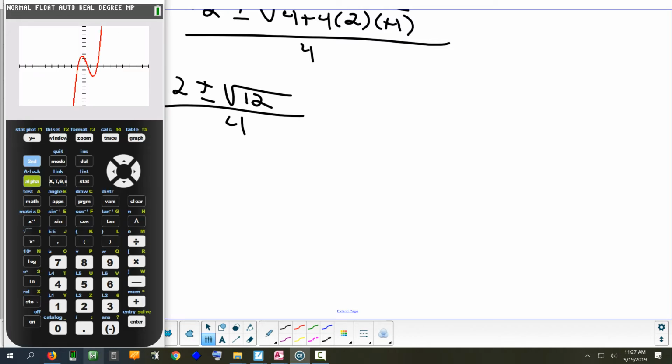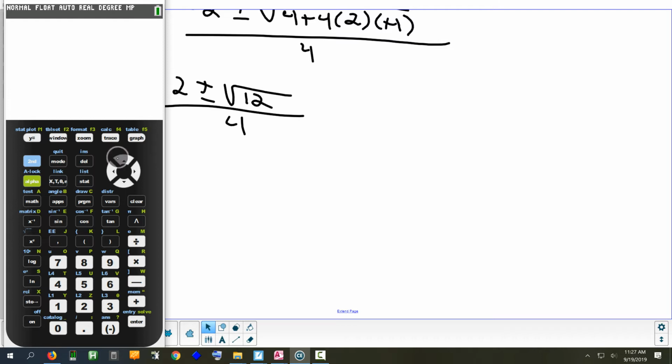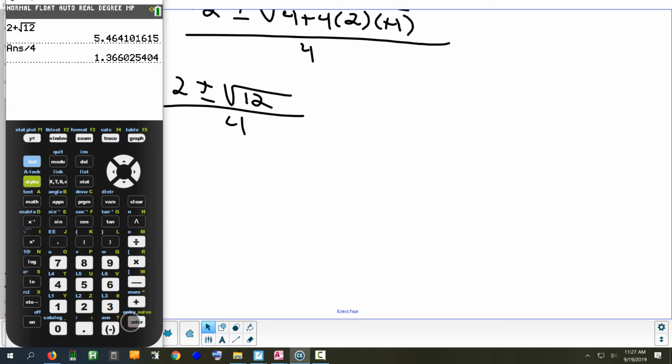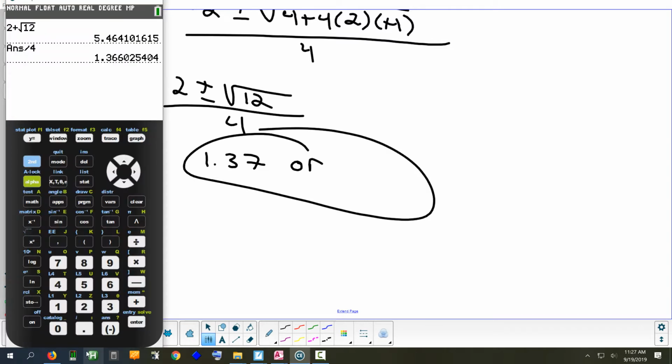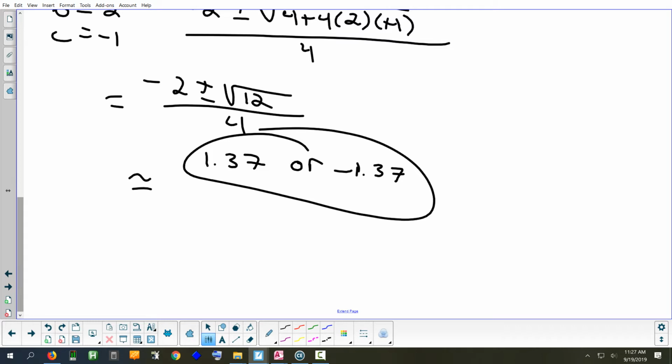So now type it in. Let's see what we got. So we've got 2 plus the square root of 12. That's the top. And then divide by 4. Okay, that's one answer. 1.37. Or, type it in again. Negative 2 minus the square root of 12. That's the top. Divided by 4. Negative 1.37. It doesn't matter if you list the lower answer or the higher answer first, as long as you list both.